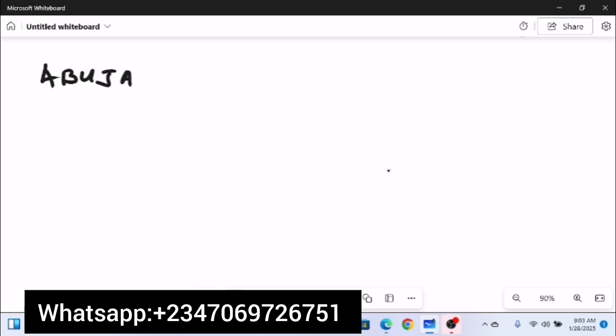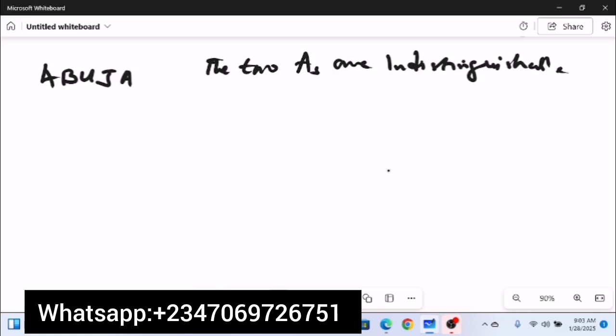These 2 letters A are indistinguishable, okay? The 2 A's are indistinguishable. So what we do is simply, first you count the total number of letters that make up the word Abuja. So you have A, B, U, J, A, which is a 5-letter word.